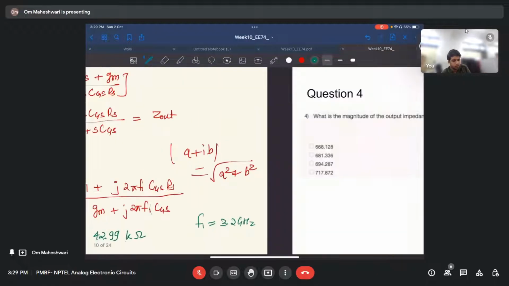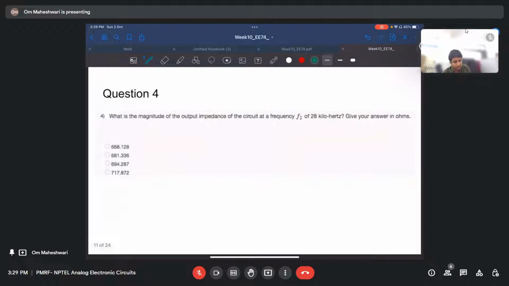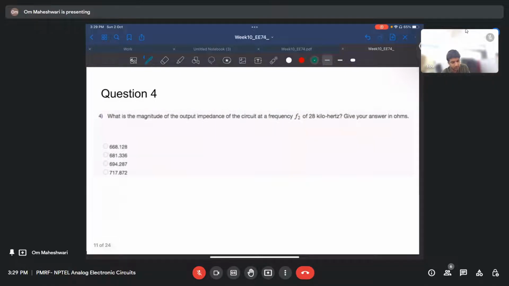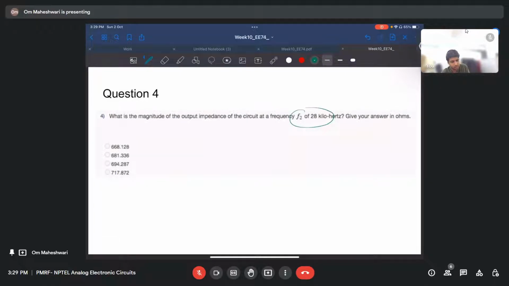Okay. So the next part is also the same. We just have a different frequency. If you put it in, you will get F2 as 28K. If you put it in the same formula, you will get Z out as 861.336 ohms.